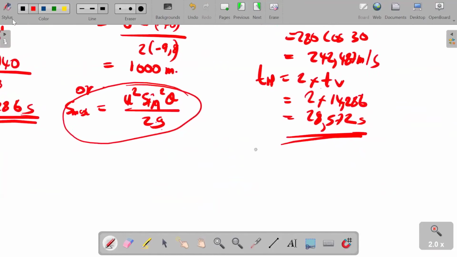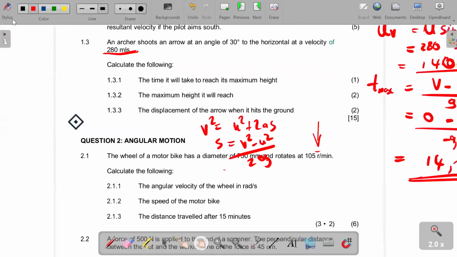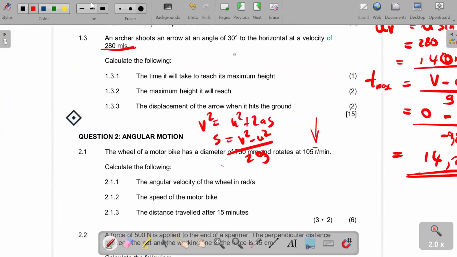So SH is now going to be given by, therefore, SH is equal to 242.487 multiplied by 28.572, and that in turn gives us 6,928.339 meters. We could have arrived right here. Alternatively, we could have used the formula again. SH is equal to U squared sine 2 theta over G.